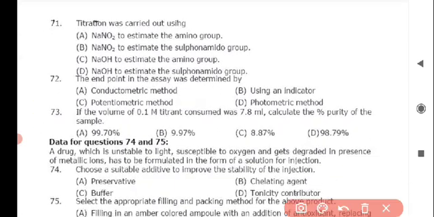Next question is the end point in the assay was determined by, and the answer for this is option C, potentiometric method. Next question is if the volume of 0.1 molar titrant consumed was 7.8 ml, calculate the percent purity of the sample. And the correct answer for this is option A, 99.70%.